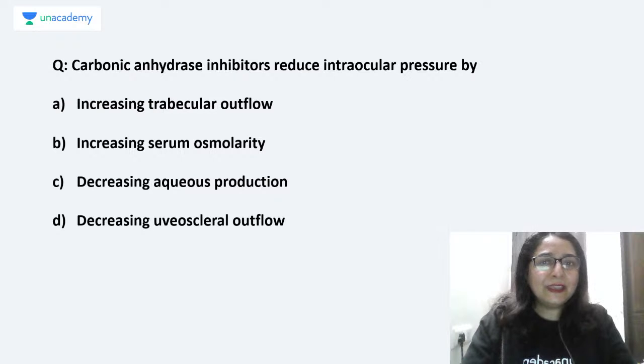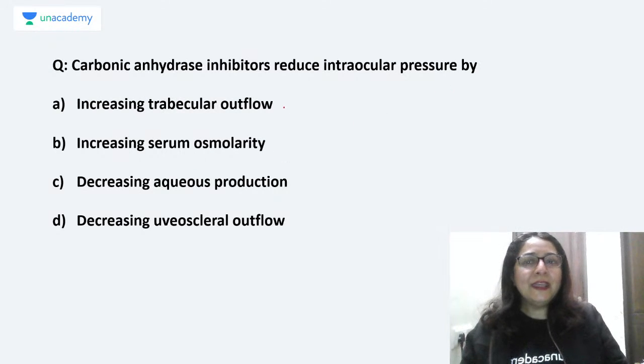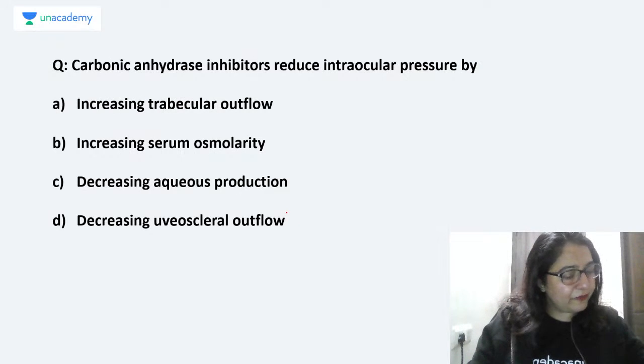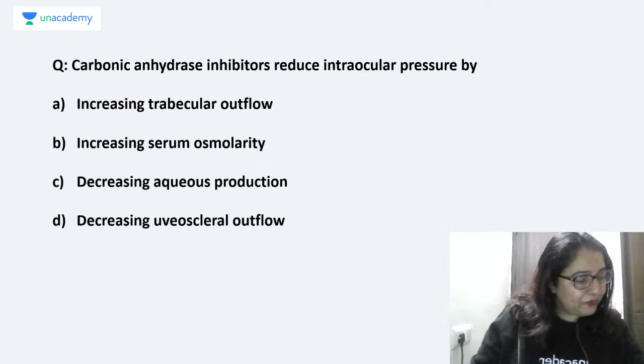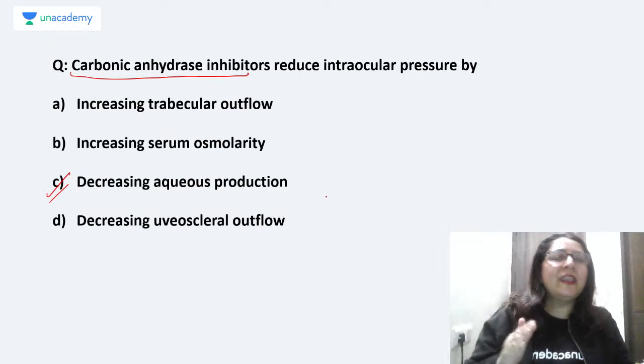Carbonic anhydrase inhibitors reduce intraocular pressure by increasing trabecular outflow, increasing serum osmolarity, decreasing aqueous production, or decreasing uveoscleral outflow. So what is the mechanism of action for carbonic anhydrase inhibitors? Yes, friends. Yes, absolutely right, Dr. Jiva. No need to put a question mark. You are very right. Carbonic anhydrase inhibitors act by reducing aqueous production.